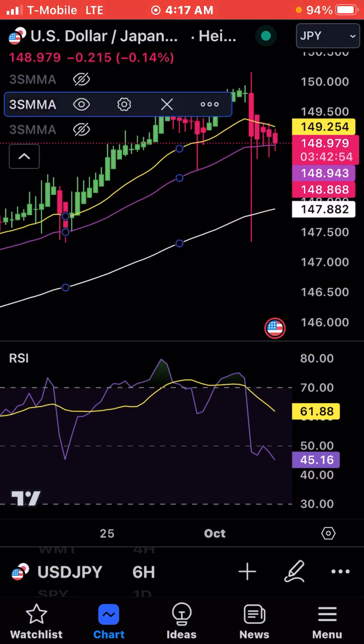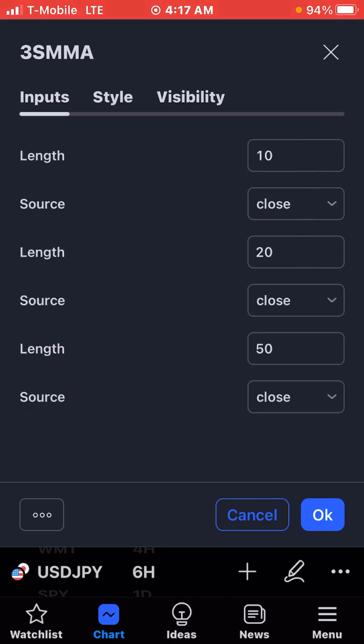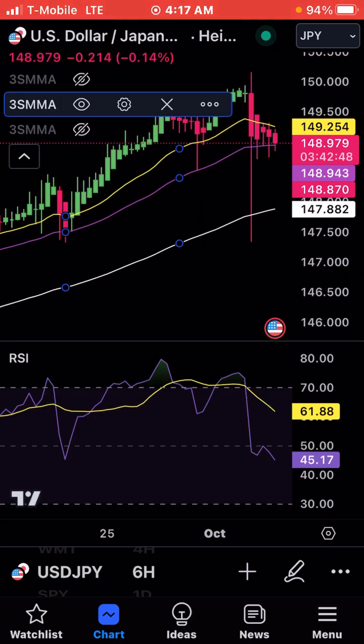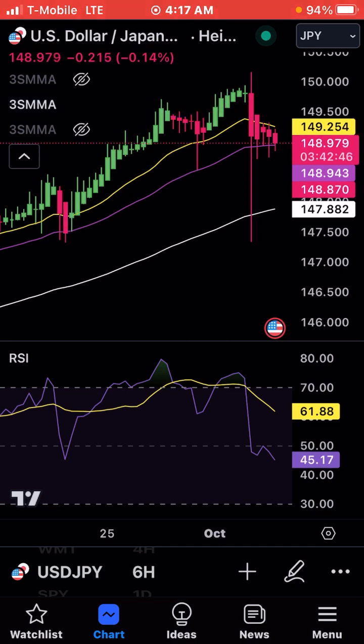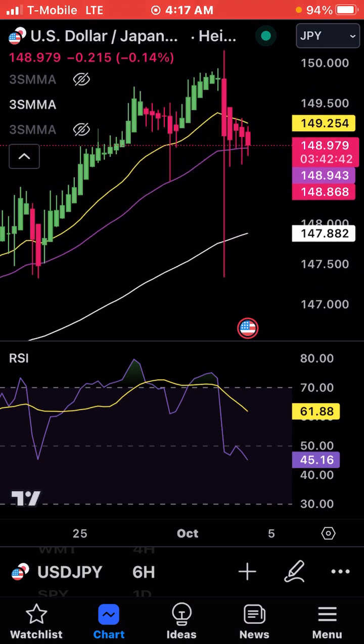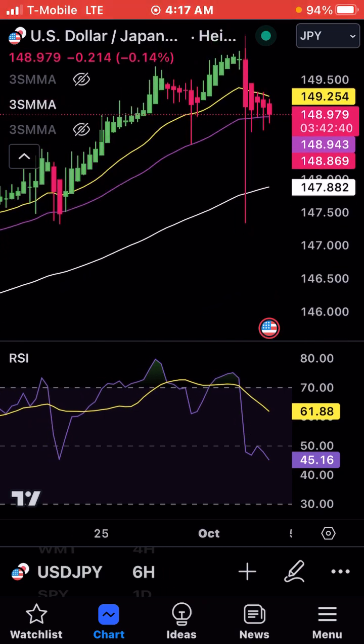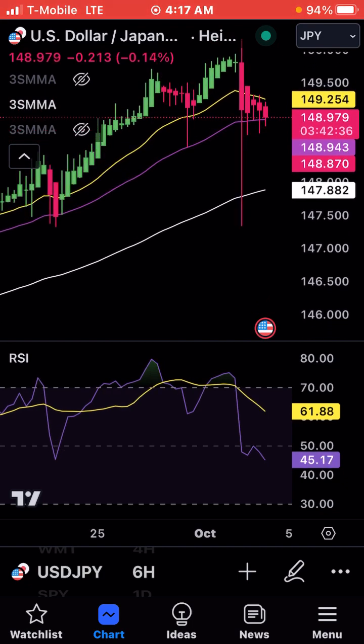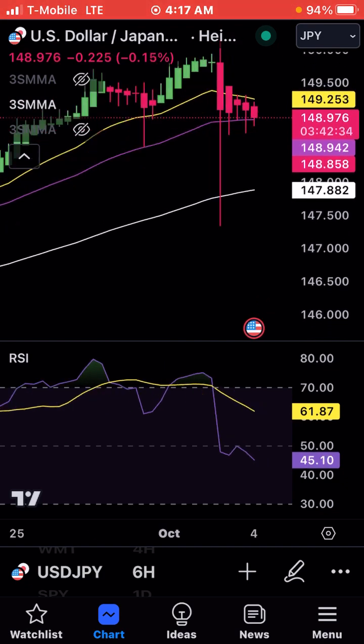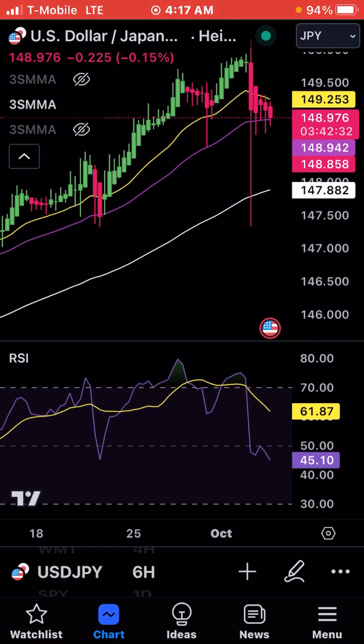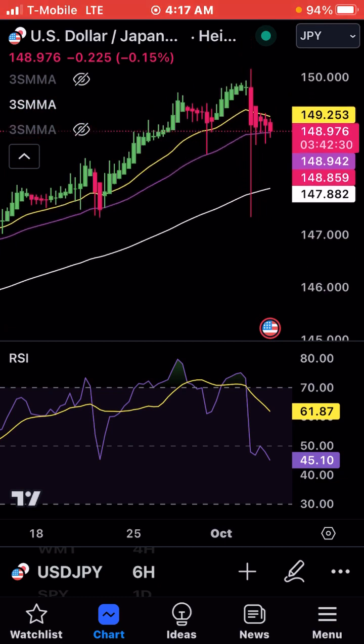All you need is your moving averages of 10, 20, and 50, and you need RSI. That's all you need. And you need to have the 6-hour. Now, the only disadvantage, like I said, is you have to wait a long time for the signal. There's a 2-step process to find the signal and know when to get in and when to get out.